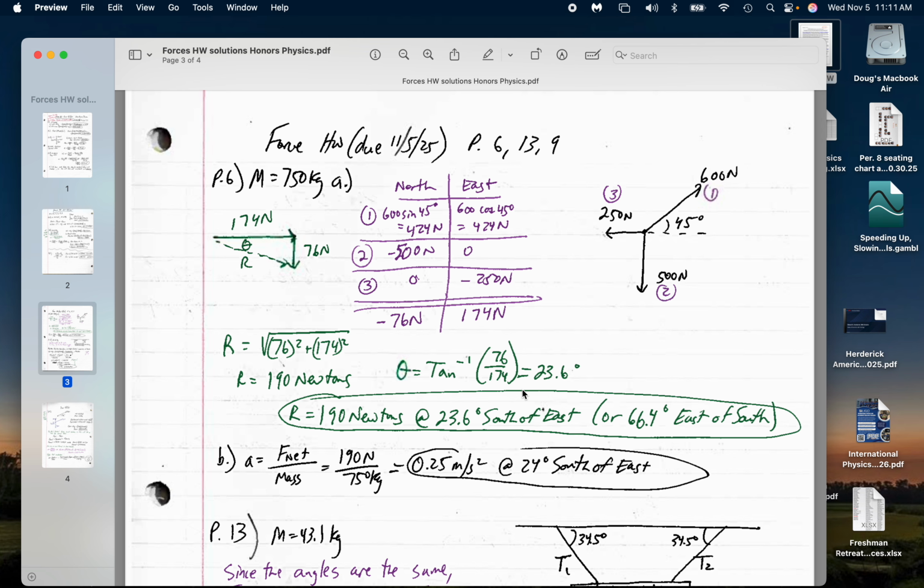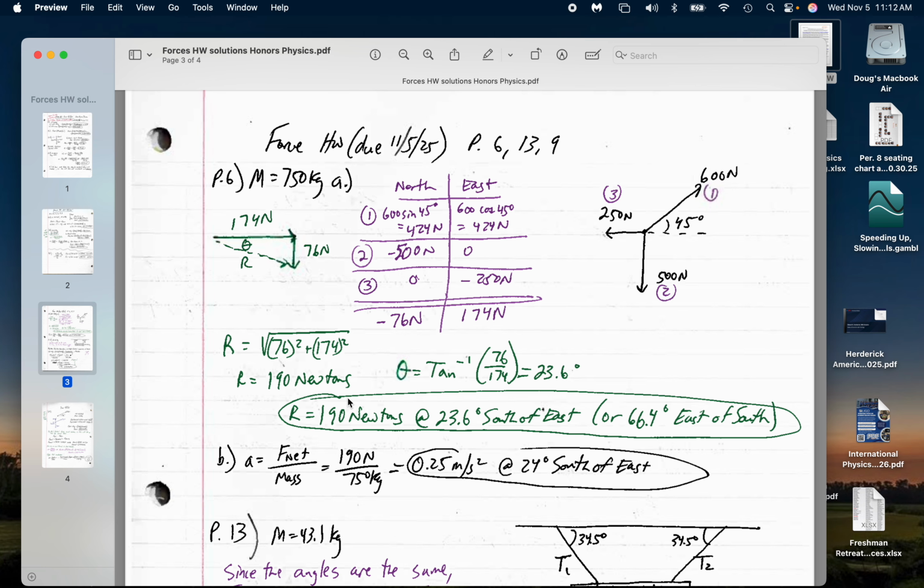So you want to determine the net force. In this case, I'm making a T-chart. We've got these 3 forces. I chose north and east as my directions. So I have 424 and 424 when I split this one up in 2 components. Negative 500 because that's down. Negative 250 because that's to the west. So I end up with a negative 76 newtons to the north, 174 newtons to the east.